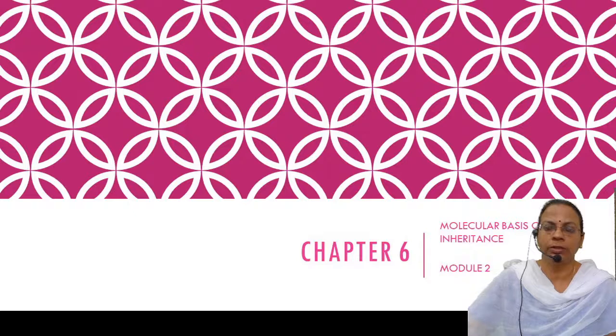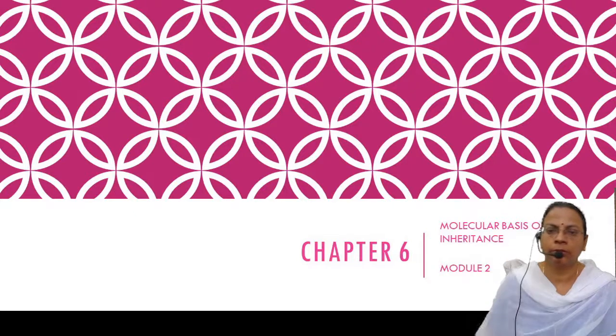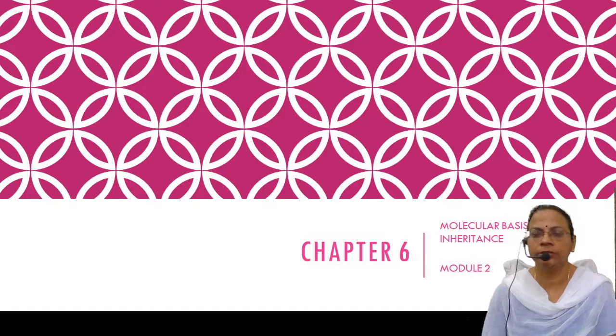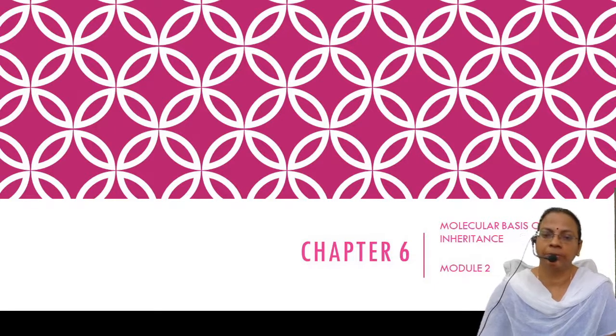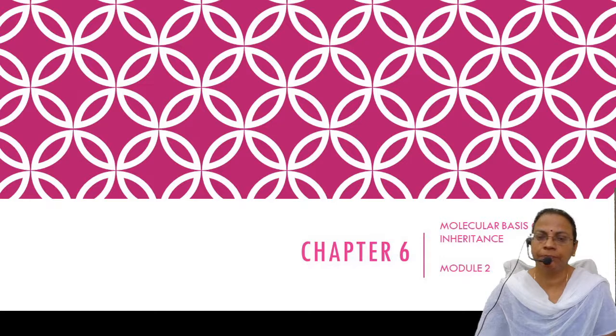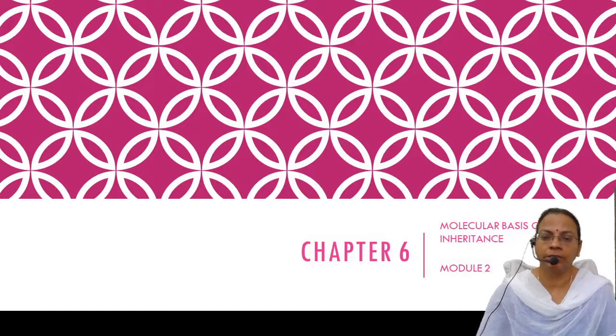Let's begin with chapter 6, Molecular Basis of Inheritance, module 2. In this, we are going to discuss the experiments, the Griffith experiment and the Hershey and Chase experiment, then the experimental proof for the semi-conservative mode of replication.